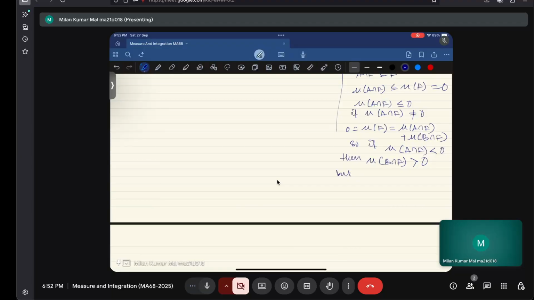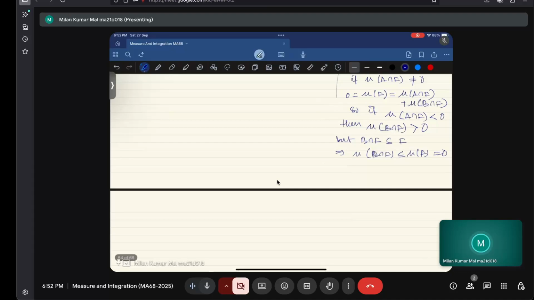But B intersection F is a subset of F, that implies mu of B intersection F is less than or equal to mu of F, that is equal to 0. So that means this contradicts the fact that, this is a contradiction.